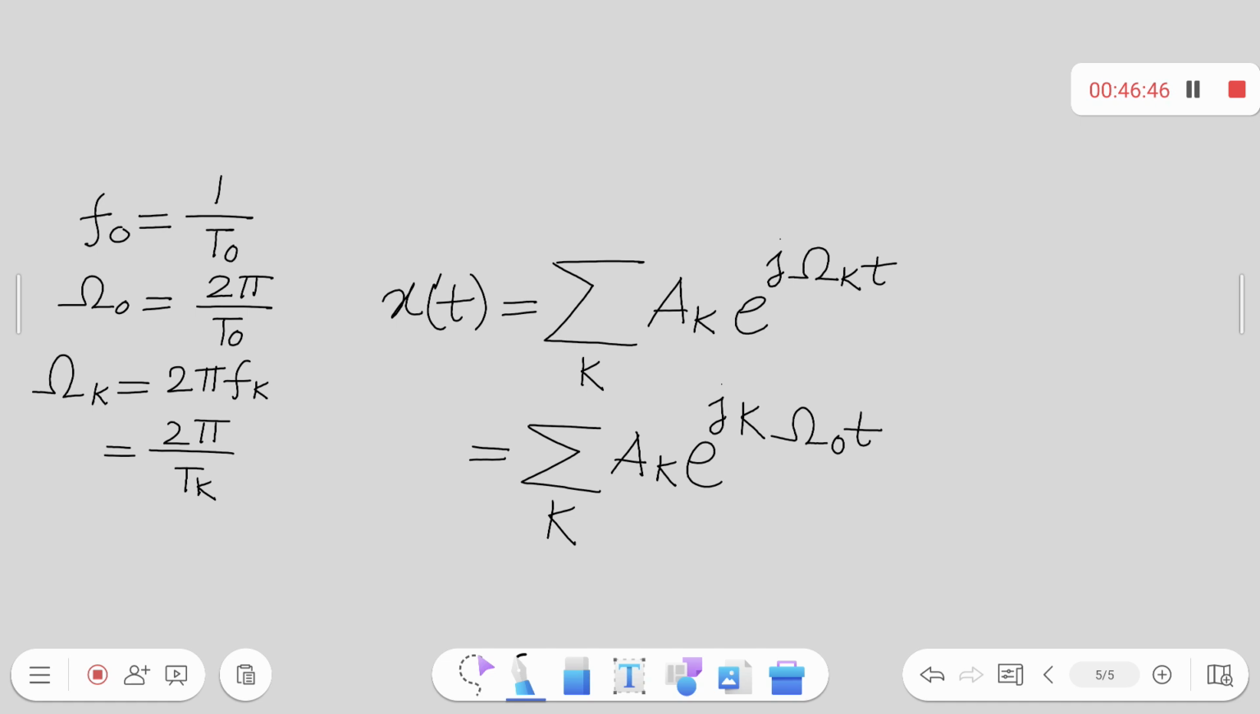Now gradually I am heading towards the intended formula. If you can remember, I started with a single complex sinusoid, e to the power j omega t. And then we accumulated a number of complex sinusoids, summation over all k, a_k e to the power j omega_k t, and then we emphasized that the signal under consideration has a time period of capital T naught.